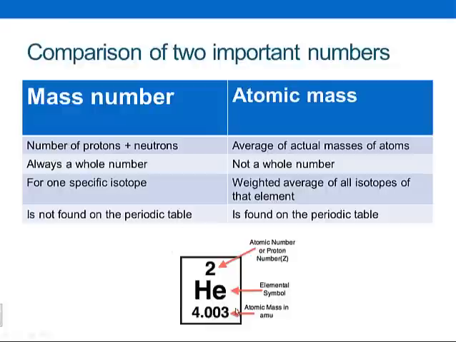The atomic mass, which is this number right over here, in atomic mass units, which we have already discussed, first of all, is not a whole number. It represents the average mass of all the atoms, including if there are different isotopes. This mass is not a simple average, it's a weighted average of all the isotopes of that element. We take into account the numbers and the percentage. And by contrast, it is found on the periodic table. So there's a big difference between those two numbers.